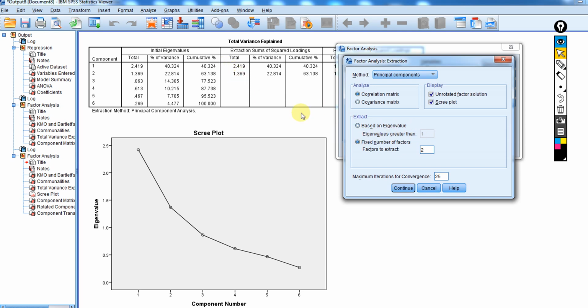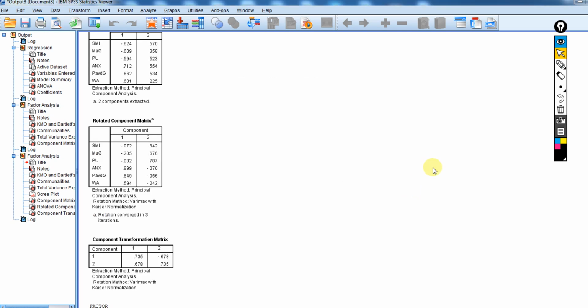But if I wanted to force, let's say, a 3-component solution and basically retain these 3 components right here, then I could just click on fixed number of factors, or factors to extract, and click on 3, and that would actually force a 3-component solution. So I'll quickly show you what I mean by that. So here you can see that this is forcing a 3-component solution.